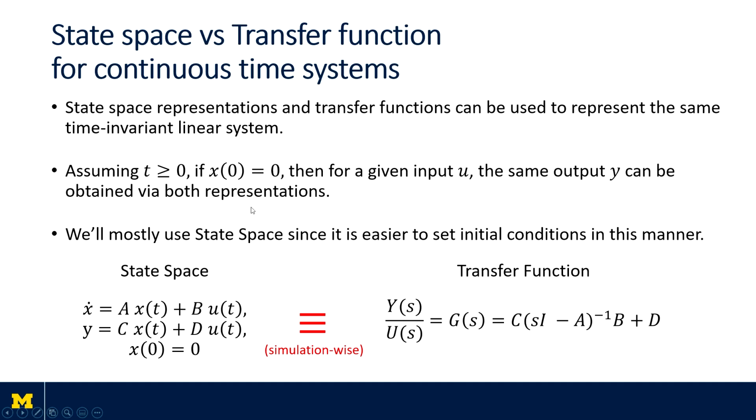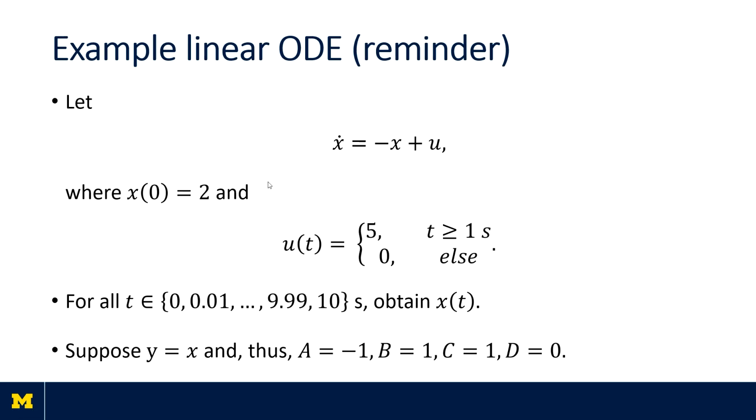MATLAB doesn't offer an easy way of setting initial conditions for transfer functions. So we'll mostly use state space when the initial condition is different from 0. So as a reminder, this is the linear model that we'll use in our example. Very simple one. And yeah, so let's get on with it.